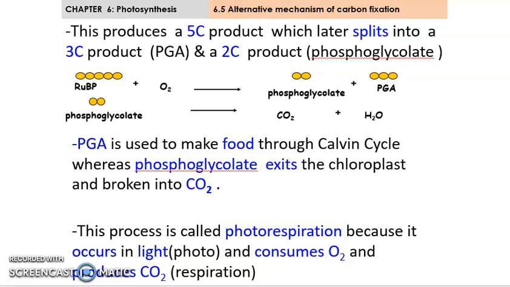So what happens? 3-phosphoglycerate is used to make food through the Calvin cycle, whereas phosphoglycolate will exit the chloroplast and be broken down into carbon dioxide. This process is called photorespiration because it occurs in light, and it consumes oxygen and produces carbon dioxide, as in respiration.